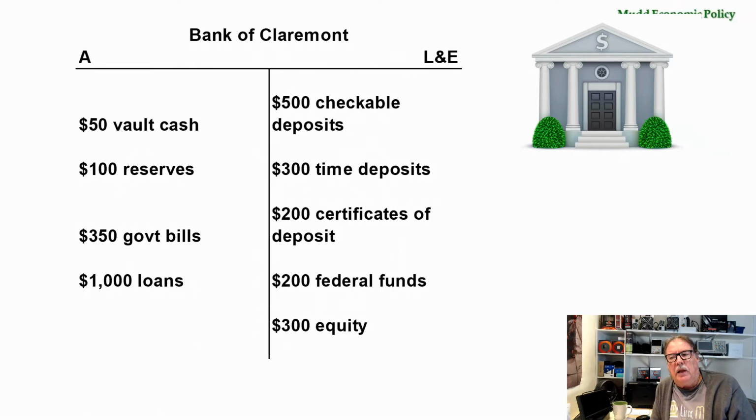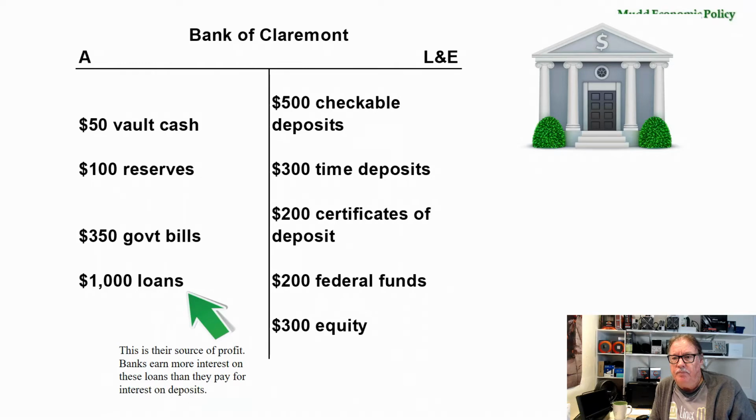Government bills and loans. On the liability side, all of their deposits that they have, like the $500 checking accounts, we'll say $500 billion or something like that, but I'll use small numbers so I won't have to keep repeating the multiplier. They have $300 in time deposits. They have $200 in certificates of deposit, $200 in a category we can't yet explain, and they have a net worth of $300.